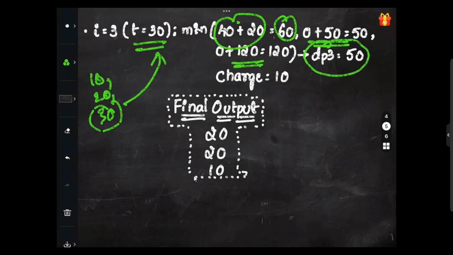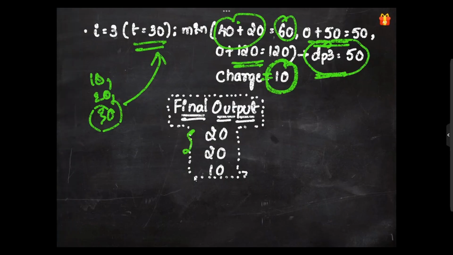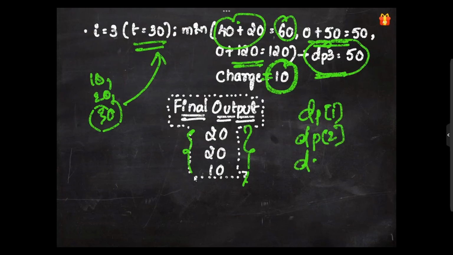So 50, because the charge is 10, right? So 60 minus 50, this charge will be 10 basically. So dp of 3 will be 50 and charge equals 10. Yeah, this is fine. Now the output that we got is, we have to return dp of 1, dp of 2 and dp of 3, right? In the first, second and third line.